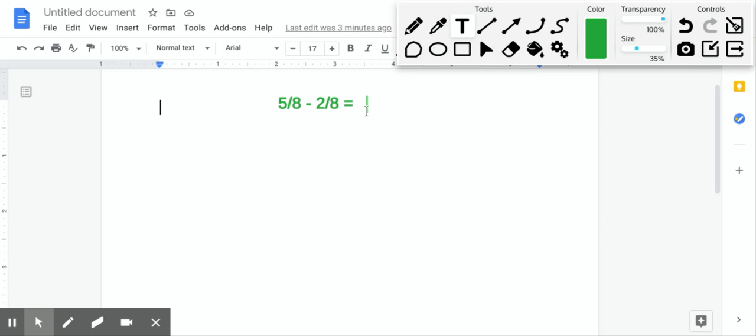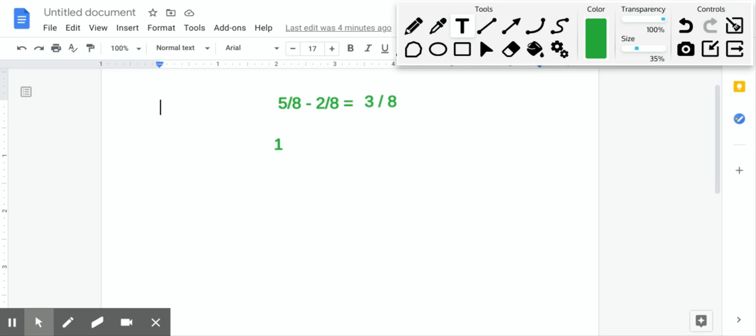The two numerators in this case are 5 and 2. So we would subtract 5 minus 2, which would get us 3. And our denominator, as usual, stays the same. So our answer would be 3 over 8, or 3/8. Let's do another example for subtraction with a bit of a bigger number.